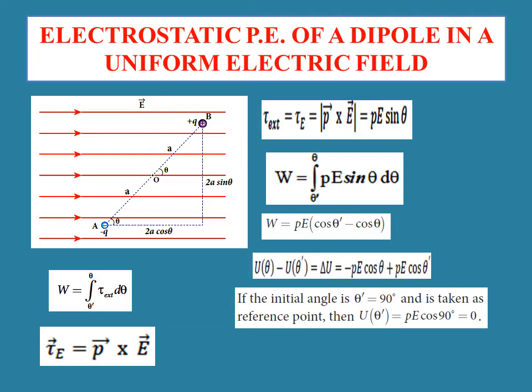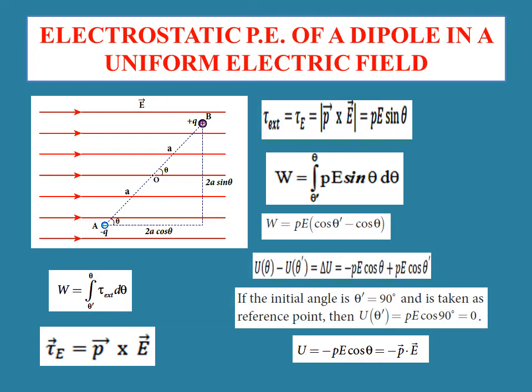If the initial angle theta dash is equal to 90 degrees and is taken as a reference point, then U(theta dash) will be equal to 0. Therefore, U is equal to minus pE cos theta, or minus p vector dot E vector. The potential energy is maximum when the dipole is aligned anti-parallel, that is theta is equal to pi to the external electric field, and minimum when the dipole is aligned parallel, that is theta is equal to 0 to the external field.